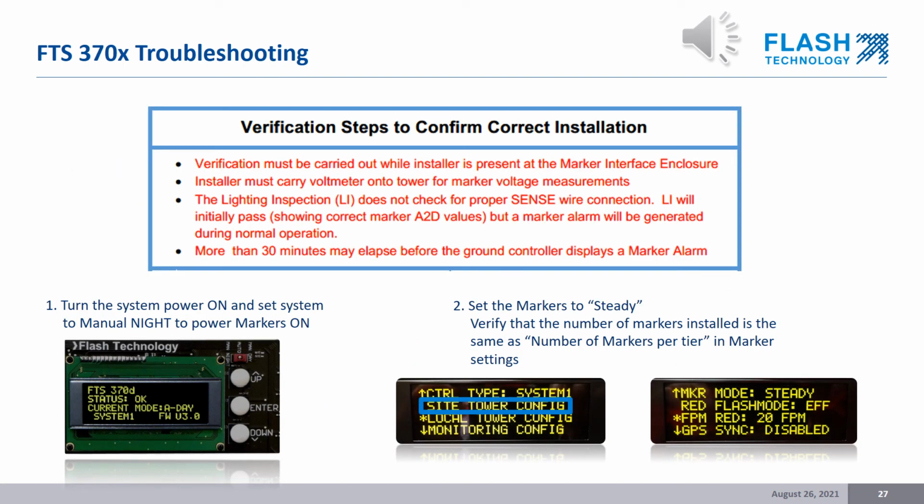Verification steps to follow to confirm correct installation. Step number 1. Turn the system on and switch it to manual night mode. Step number 2. Set the markers to steady. Verify that the number of markers installed is the same per tier in the marker settings.